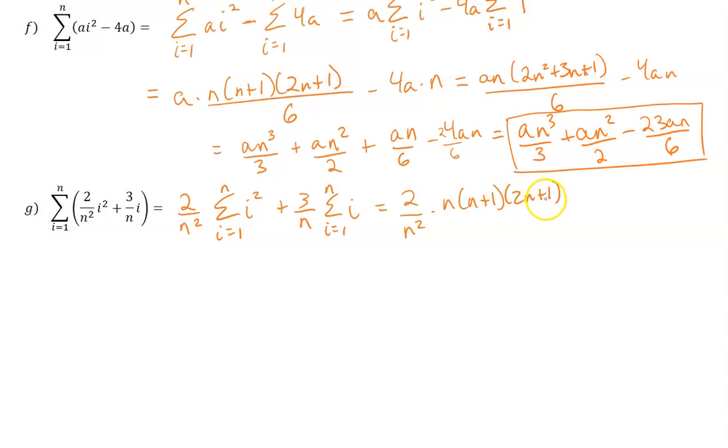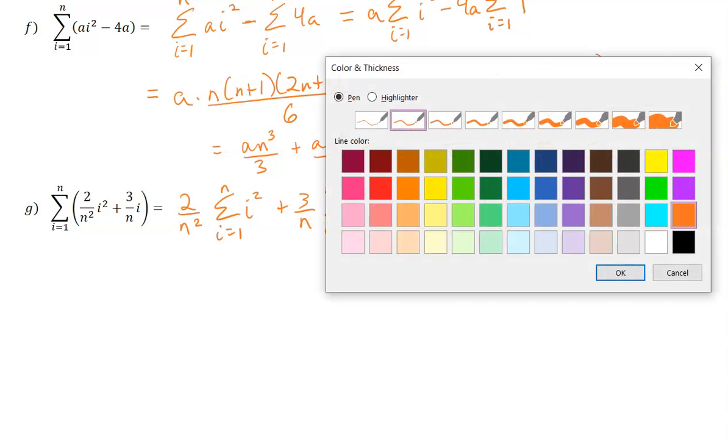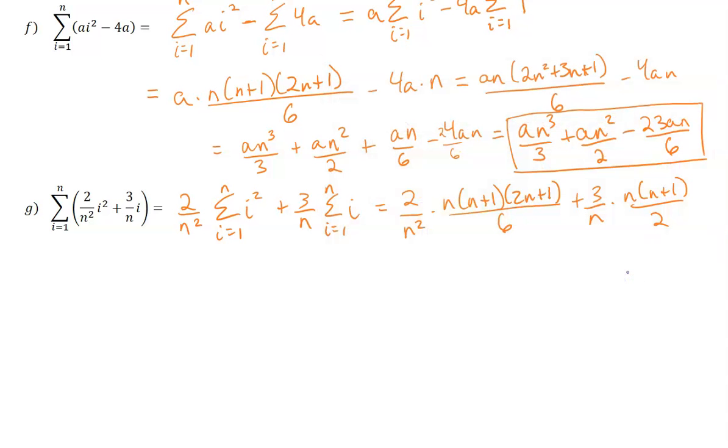This is going to come up quite a bit whenever we have a quadratic series. So if you want to go ahead and just jump straight to 2n squared plus 3n plus 1, that's fine, okay? Because that would be the next step anyway. And then plus 3 over n times a linear series, which is n times n plus 1 over 2, okay? And so now we are doing algebra.